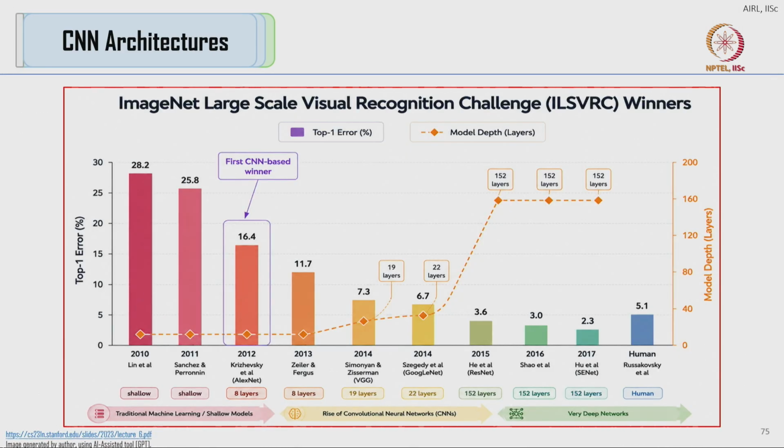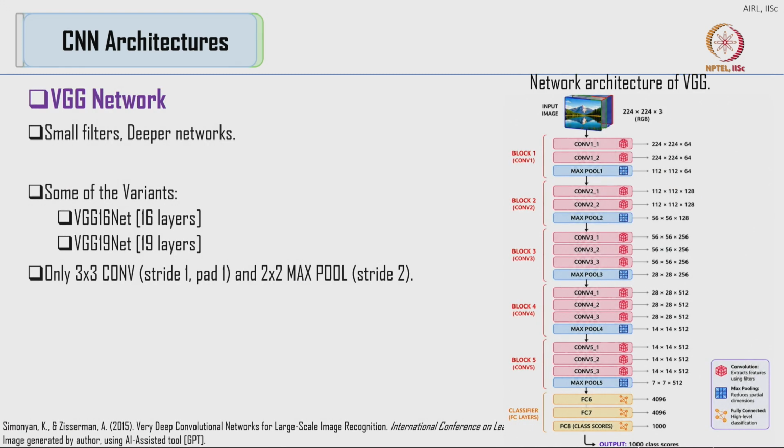Okay. Now, since we have discussed AlexNet and ZFnet, let us look at the architectures which essentially led to the rise of CNNs, which is VGG and GoogLeNet, right. So, let us start with the VGG architecture. The VGG architecture focused more on small filters and deeper networks, right. Some of the variants of VGG are VGG 16 and 19.